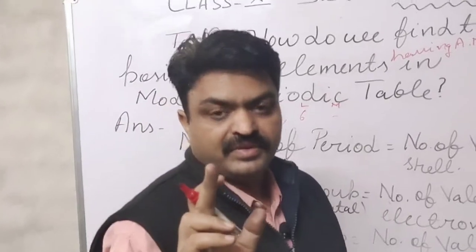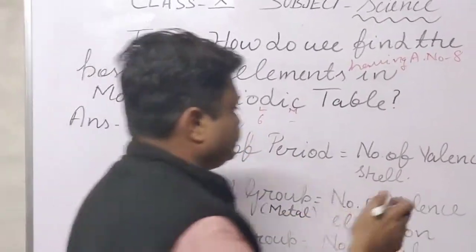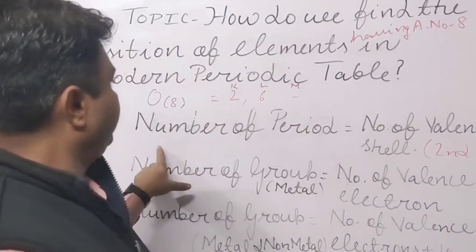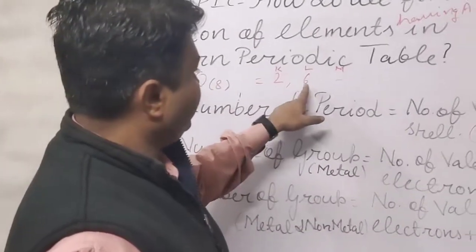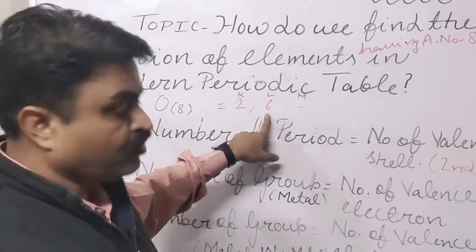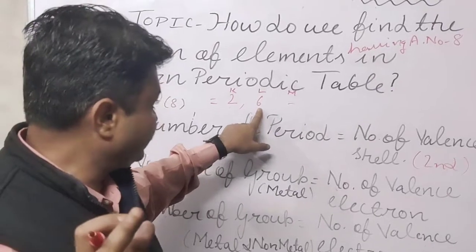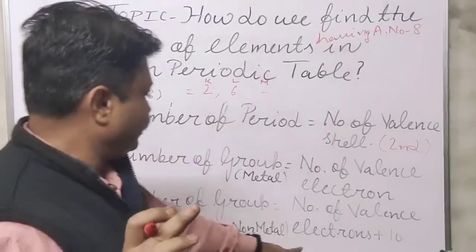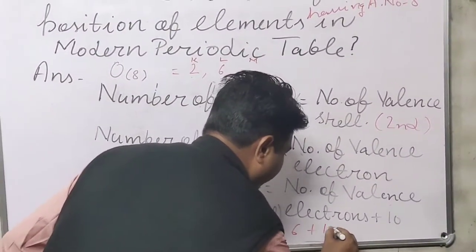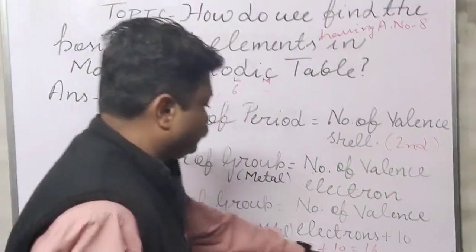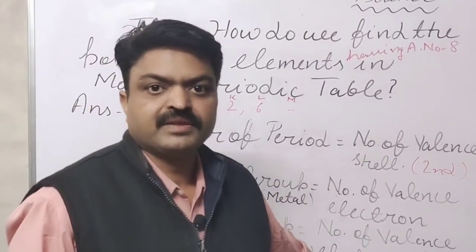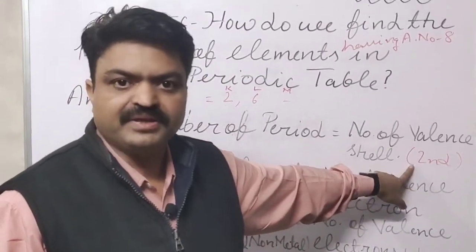Here are 2 shells. So what is the period here? It is the second period. What is the group here? It is 6. 6 means it needs 2 electrons to complete its octet. It means it is a non-metal, and in the case of a non-metal, what do we do? To the outermost shell electrons we add 10, and what is it? It is 16. So oxygen's group is 16. And its period is the second period.